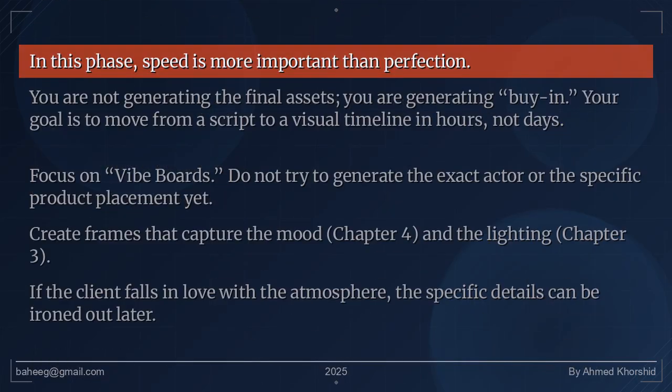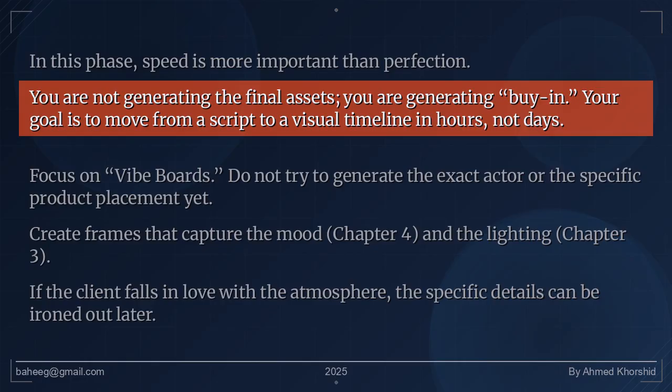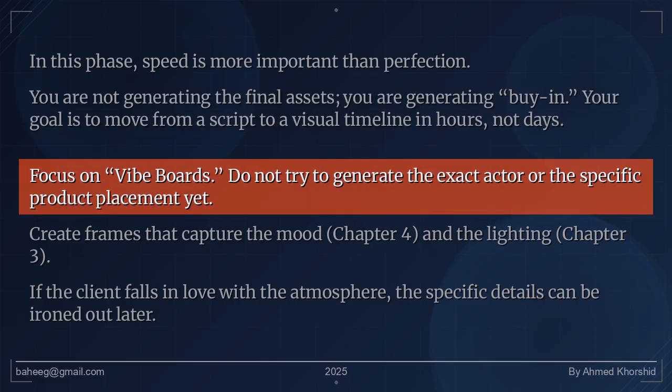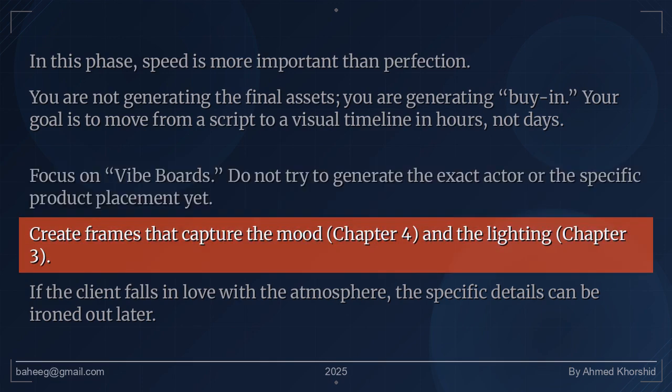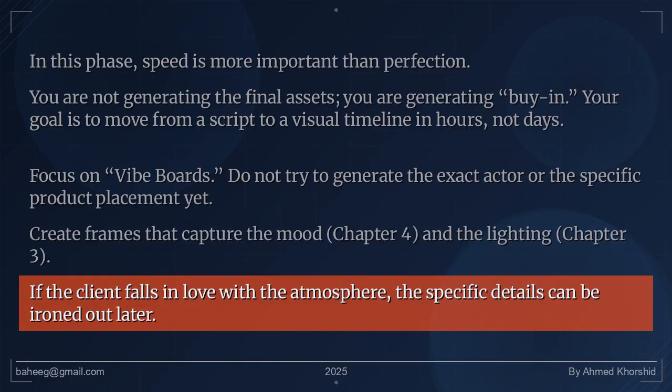In this phase, speed is more important than perfection. You are not generating the final assets, you are generating buy-in. Your goal is to move from a script to a visual timeline in hours, not days. Focus on vibe boards. Do not try to generate the exact actor or the specific product placement yet. Create frames that capture the mood, Chapter 4, and the lighting, Chapter 3. If the client falls in love with the atmosphere, the specific details can be ironed out later.